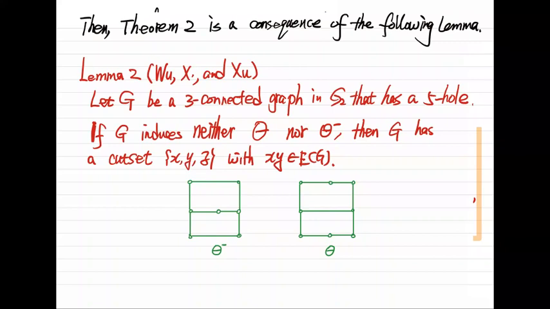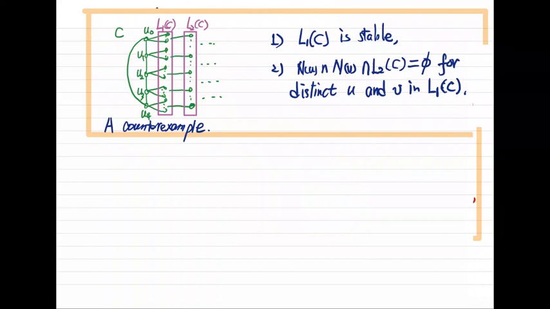The proof is as below. We choose C, a five hole C, and we define its levels L1C, L2C. From the definition of G, we can see L1C is stable, as otherwise there would be a triangle or C4. First, any two vertices in the first level L1C cannot have a common neighbor in the second level L2C. This is because G cannot have two five holes sharing edges. We can check it easily.